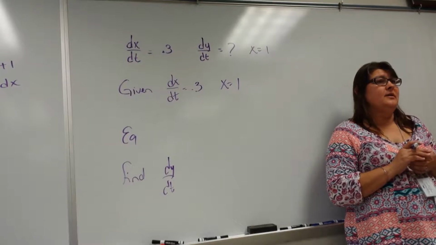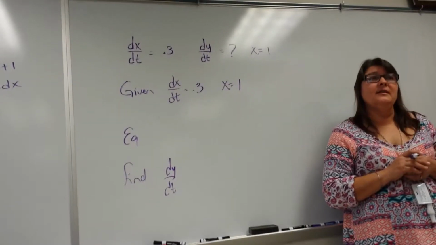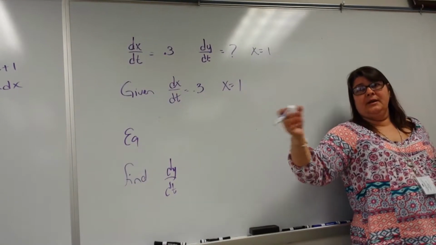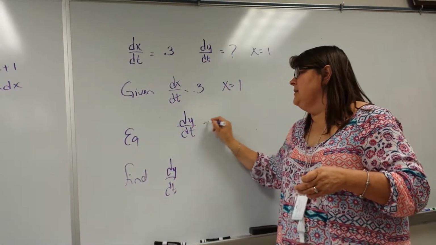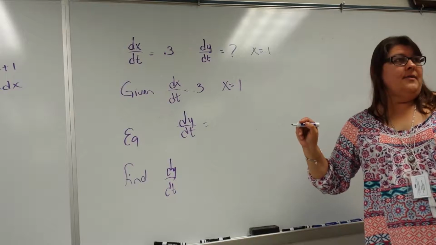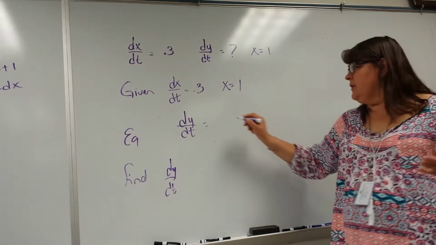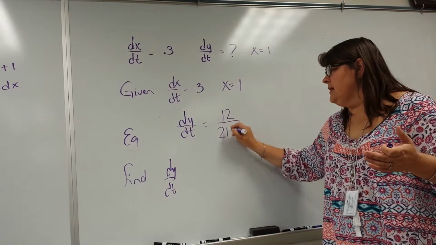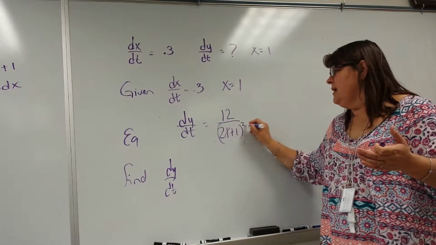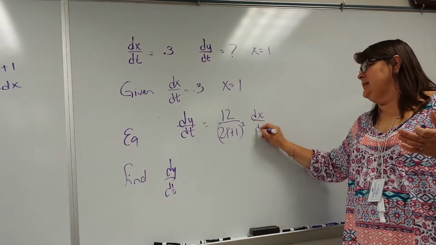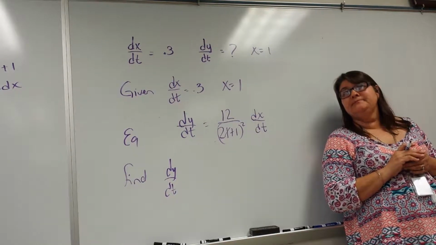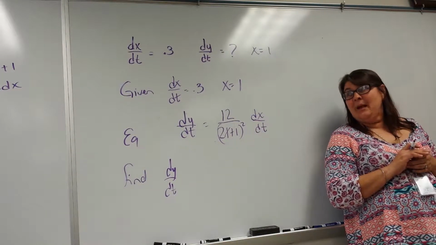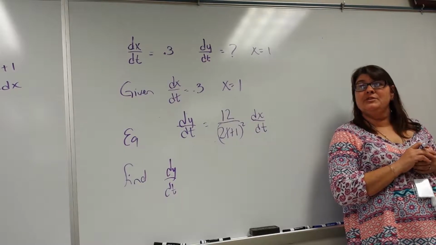But what's the only difference? This is called related rates. So instead of dy over dx equals stuff, it's going to be dy over dt is equal to the 12 over 2x plus 1 squared, and then dx over dt. Just multiply by the rate of change over time, and then at the very end, plug in what you know.